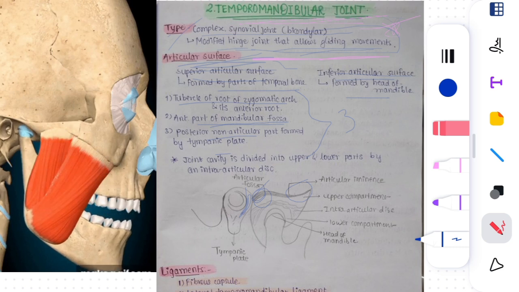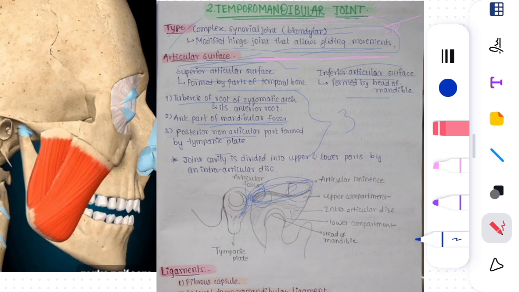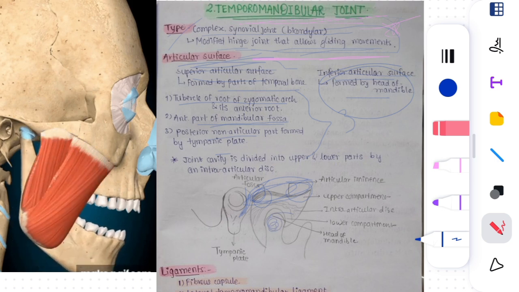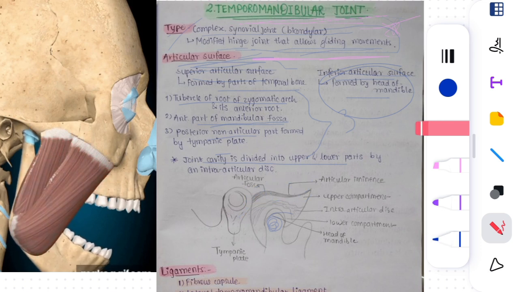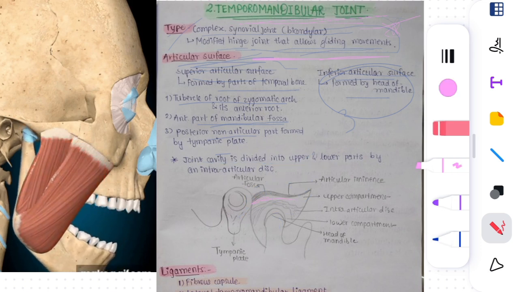So the joint cavity is divided into upper and lower parts by an intra-articular disc. In the middle of the joint there is the articular disc, hence the joint cavity is divided into two parts, upper and lower.